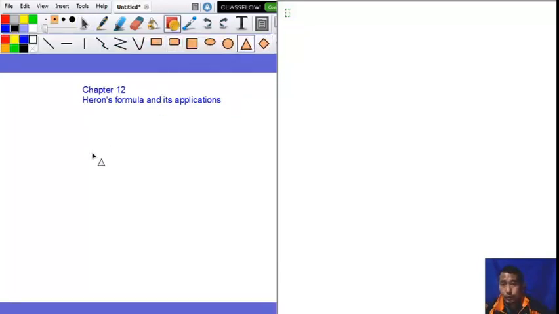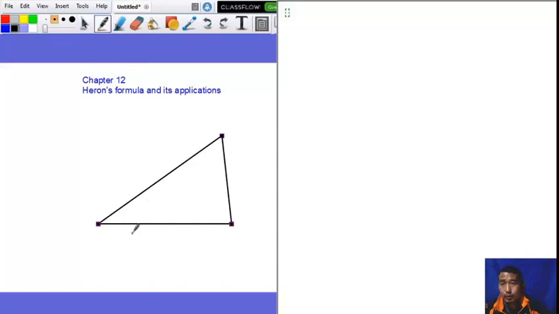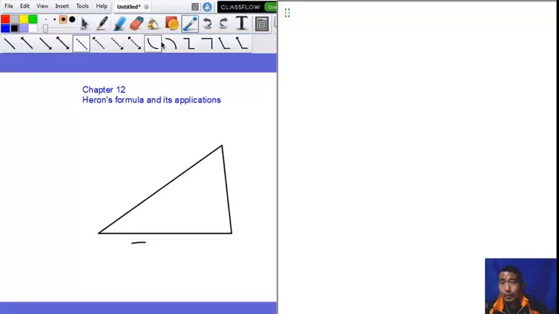So if you remember from class 8, this is how we have done. Say for a triangle, if we know the base and the height, suppose let's have a height here. If you know this base and the height, we can find the area of this triangle by using that general formula, which is half of base into height.